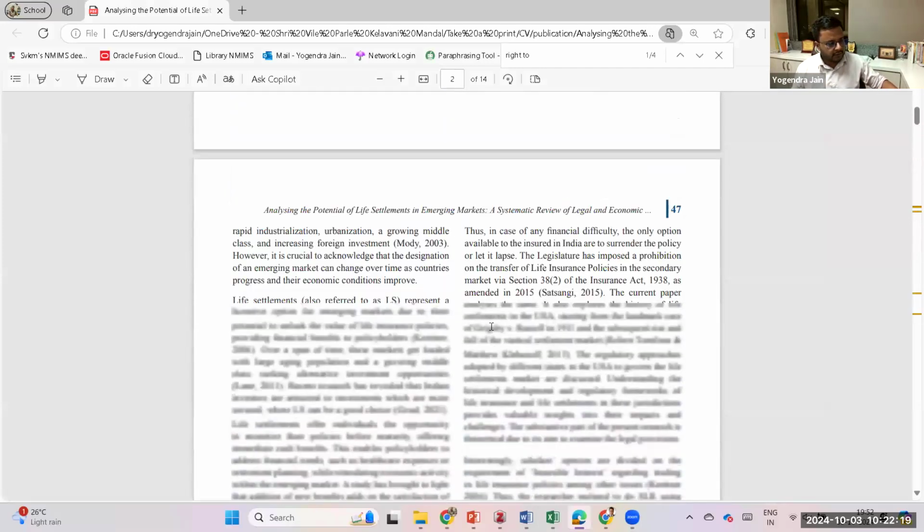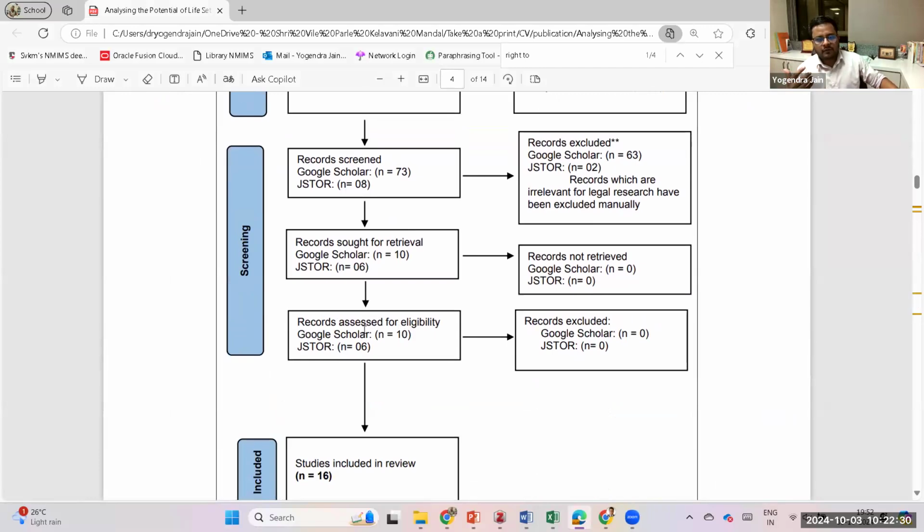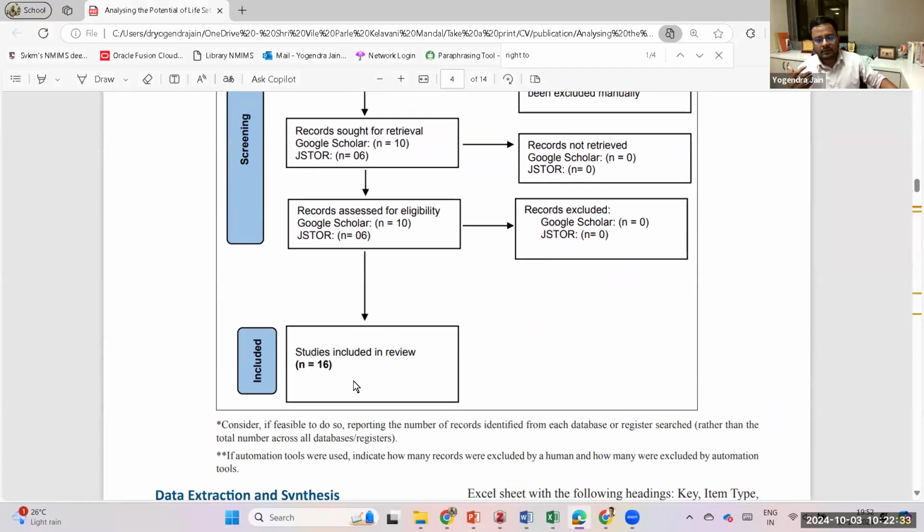To show the authenticity of the work, I'll just take you to the chart. So there are two sources, Google Scholar and JSTOR, as you can see. I have relied on these sources, and boiling down from 75, I have come to a corpus of 16 articles. I have read these articles and done systematic review and meta-analysis of them, and I have found a few insights from them. Those insights I'll share with you very briefly so that we can make sense without complicating things.